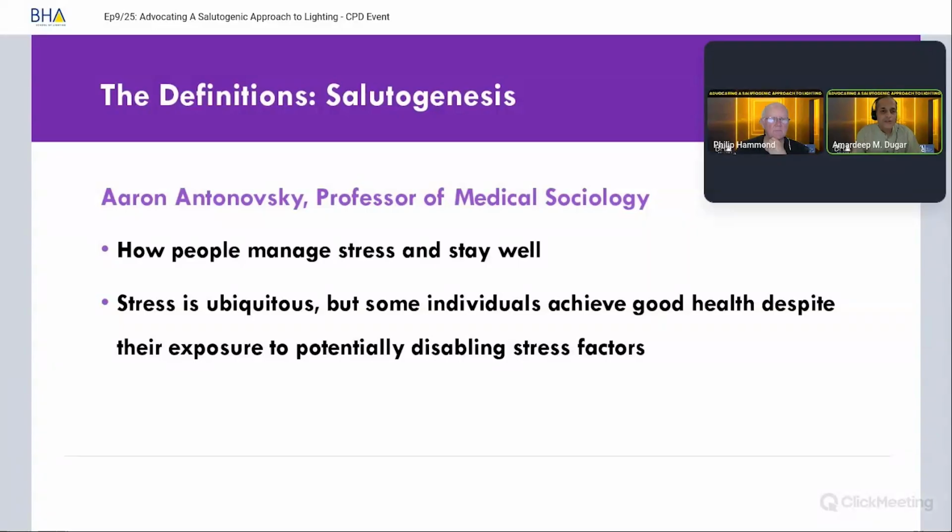What Antonovsky theorizes is that it's about how people manage stress and stay well. And according to Antonovsky, stress is ubiquitous in the sense that all of us experience stress. It could be positive stress, it could be negative stress, but there are certain individuals who achieve good health despite their exposure to potentially destabilizing stress factors. So, how is it that these few individuals are able to cope with all these stress mechanisms? What is it that they have? What's so special about them?